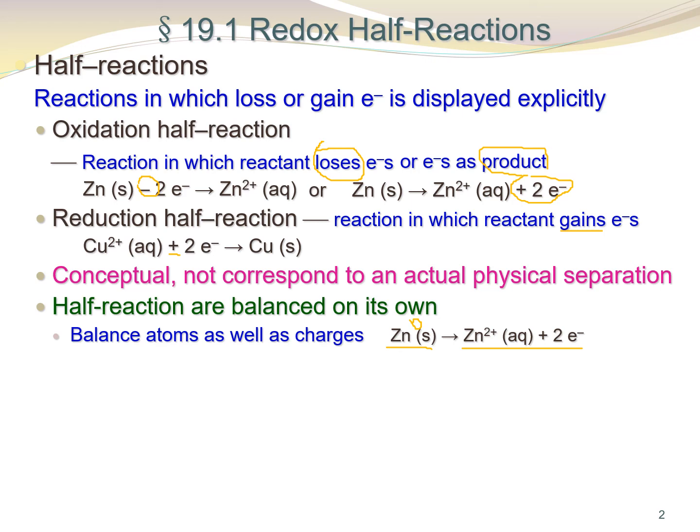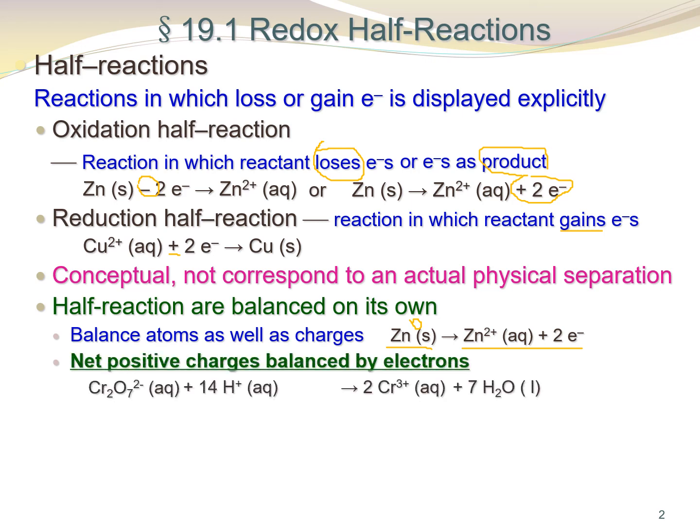However, for some complicated reactions like this one, chromate reacted with protons yields chromium 3 plus and 7 molecules of water. Where should we put the electrons in order to balance the charges? So here's the clue. We're going to add electrons on the more positive side. How do we know which side is more positive for us to add electrons?